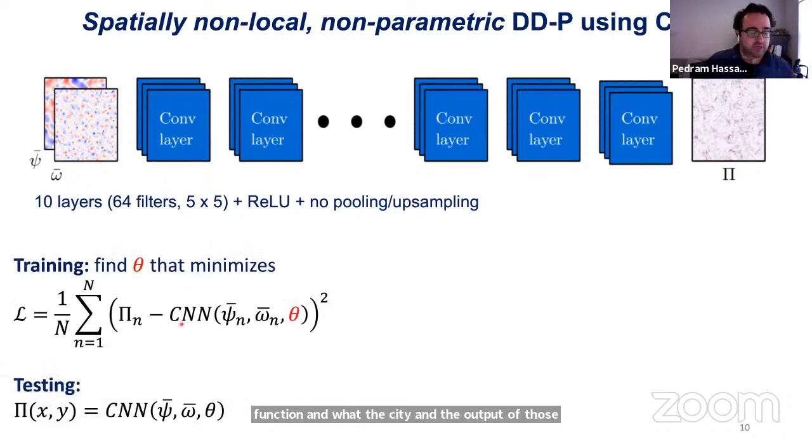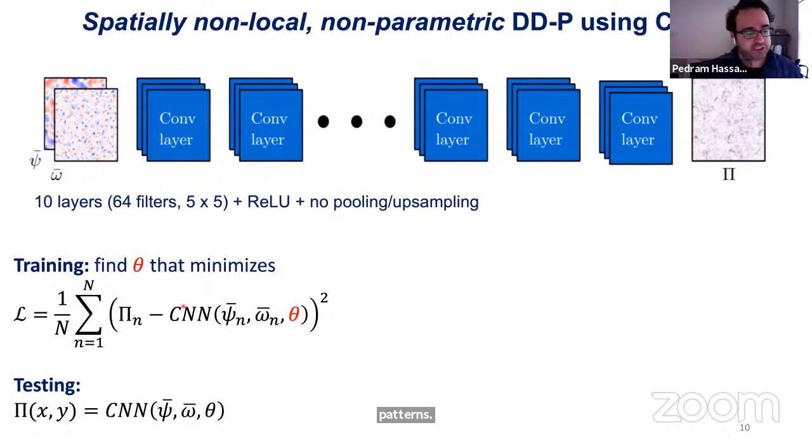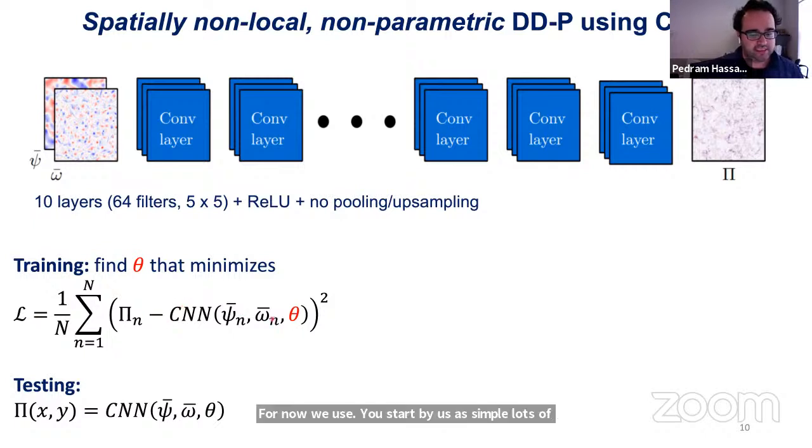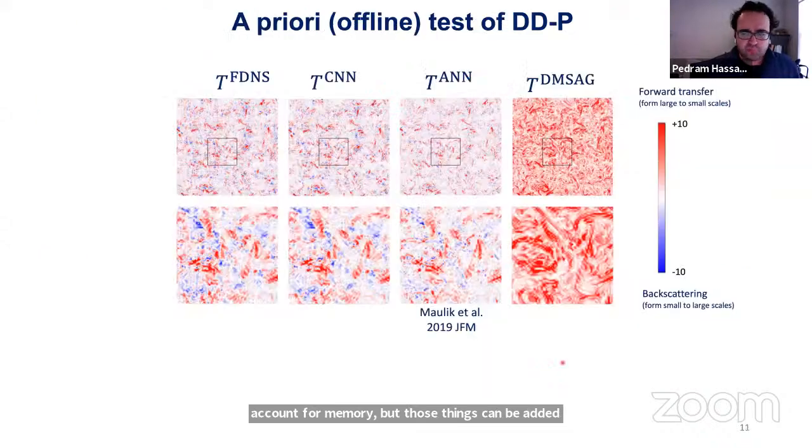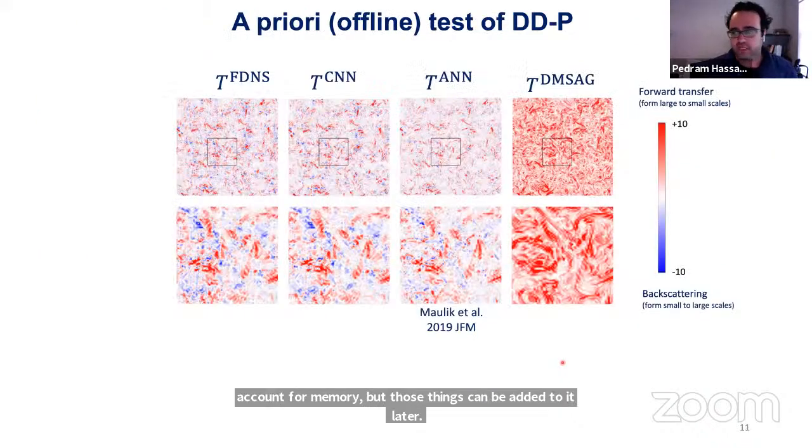For now, we start by using a simple loss function, basically MSE, that is shown here. I emphasize that for now, the architecture of this neural network and the loss function are both physics agnostic. There are also other things, like it's deterministic, it doesn't account for memory, but those things can be added to it later.